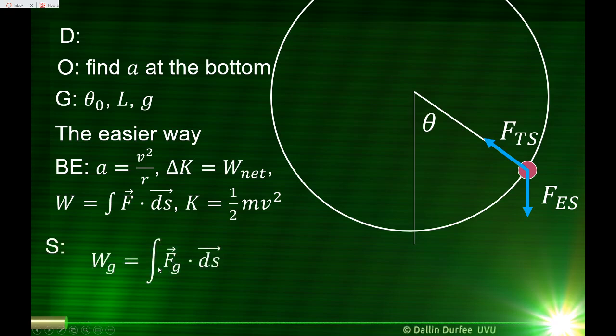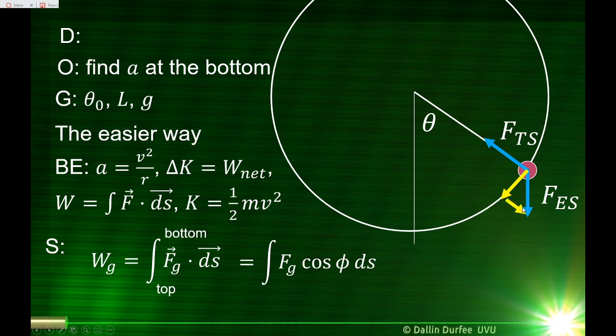So the work due to gravity is just the force due to gravity dotted into a little displacement as I go from the top of my flight down to the bottom of the swing. The displacement is in the direction of the yellow vector. And so when I do my dot product, I just get the magnitude of gravity times the magnitude of ds times the cosine of the angle between those two vectors.